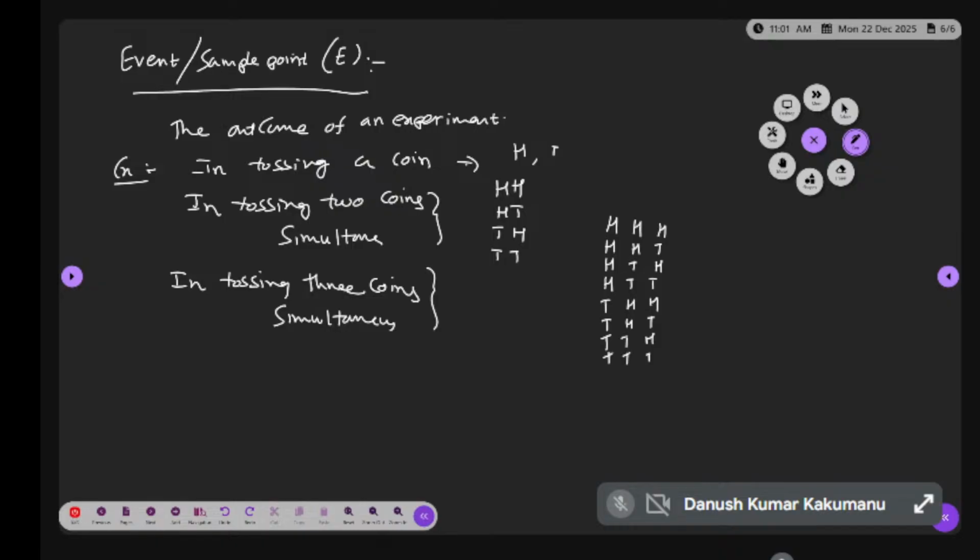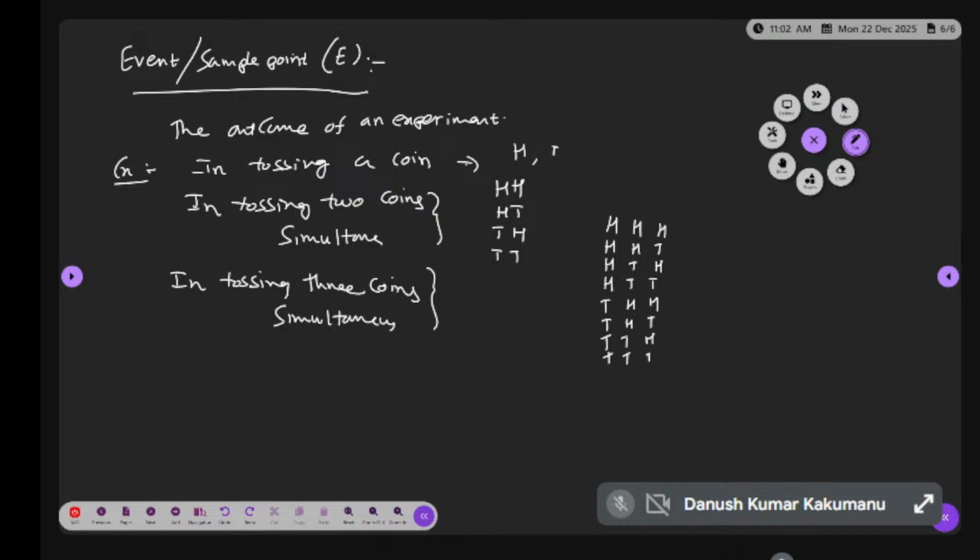Is it clear? What are the questions I discussed here? At least one head, at least one tail, at most one head, at most one tail. Is it clear? Now tell me, in this case, what is the probability of at least one head? Understand the word? At least one head. 7 by 8 or 6 by 8? 7 by 8. At least one head means only one event has to be deleted. Which event? Only that one is to be deleted. Remaining all are favorable. You are understanding?